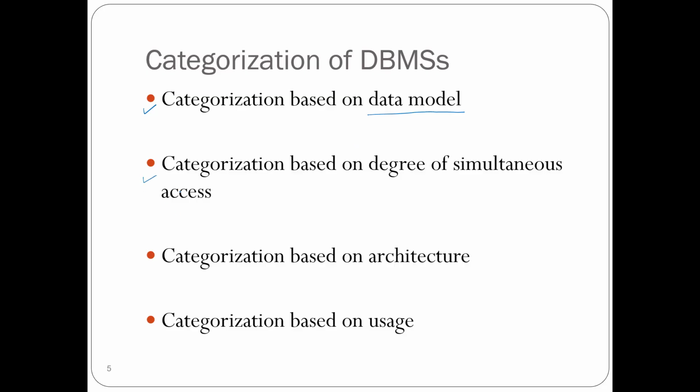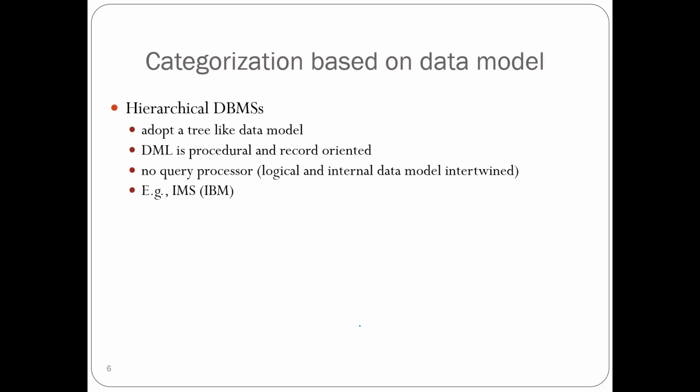We can also categorize the databases on the basis of the degree of simultaneous access. Like, is that DBMS a single user DBMS, or does this DBMS allow multiple users to use it at the same time? Similarly, we can have the categorization based on the architecture, and the last criteria of categorization is based on the usage. So let's have a look at the categorization.